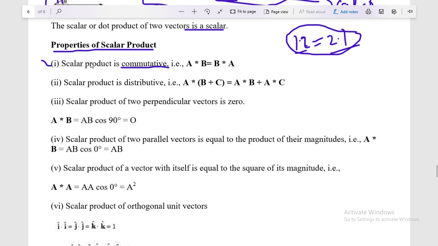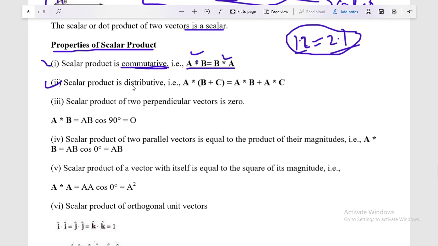Similarly, in vectors the scalar product also follows the commutative law, and you can see here a dot b is equal to b dot a. So these two are equal because you know that these two do not have any direction and they are equal in magnitude, so they follow the commutative law.